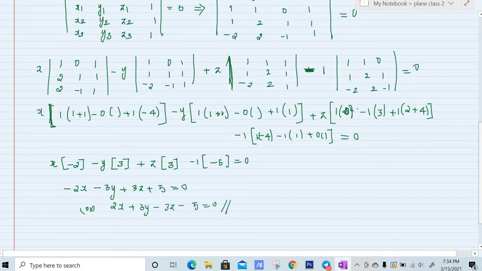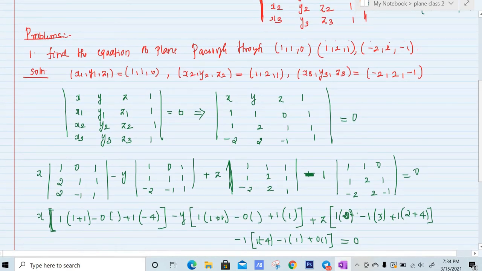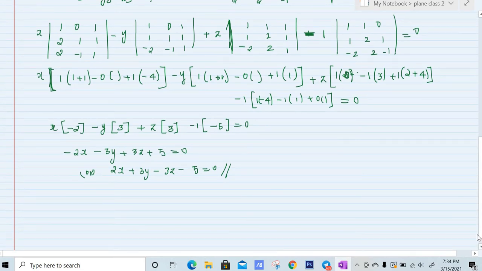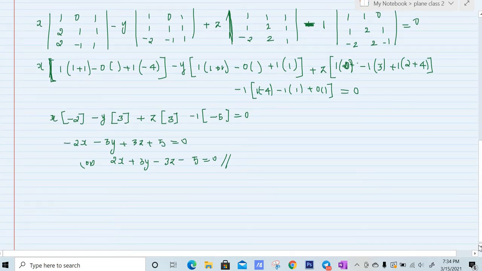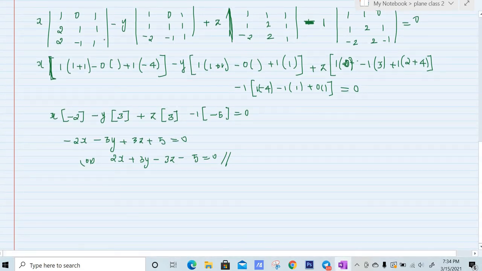So this is the equation of a plane passing through 3 points. A very easy problem. You just remember the formula and expand this 4 cross 4 determinant. You will again get a 3 cross 3 determinant. To expand this, you will have everything in terms of x, y, z and a constant. That will be my equation of the plane passing through these 3 points.